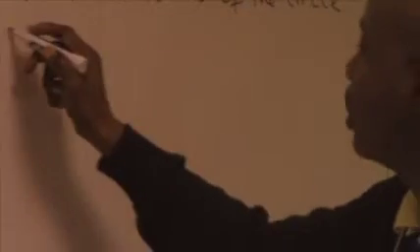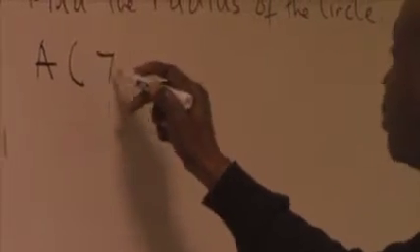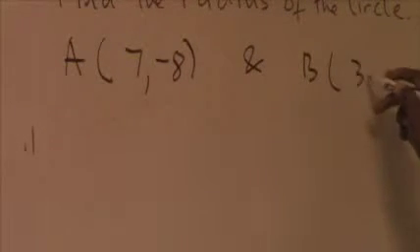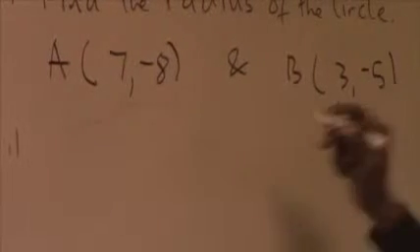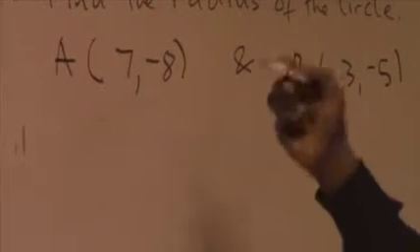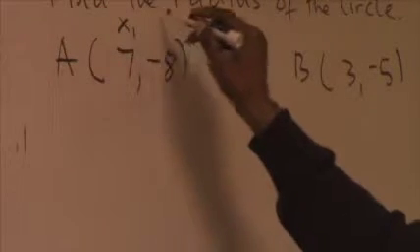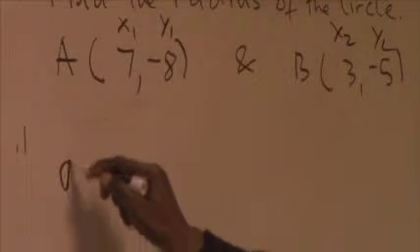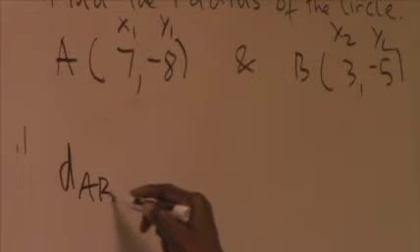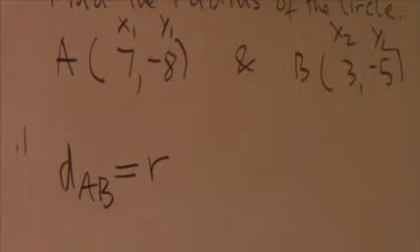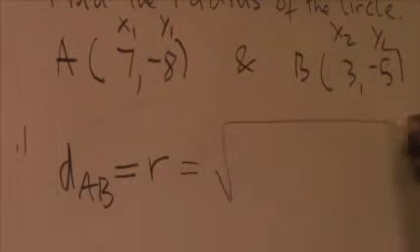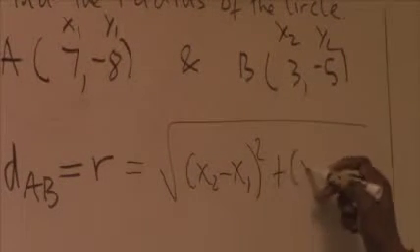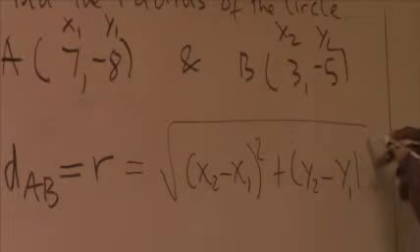So for example, I want to call my first point A, and I want to call the second point B, which is 3, -5. And I want to do this: x1, y1, x2, y2. So the distance between these 2 points A, B is actually the radius that we want to find. And that is going to be given by the square root of x2 minus x1 squared plus y2 minus y1 squared.